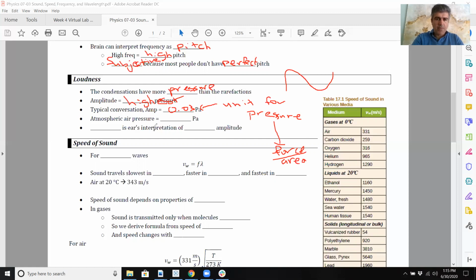Atmospheric air pressure has a lot of pressure, about 101,000 pascals. And loudness, so the pressure of air is much, much greater than our typical conversation. Loudness is the ear's interpretation of pressure amplitude.